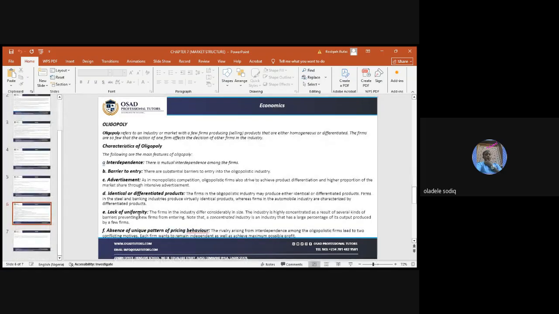Then we also have another market structure that we call oligopoly. What is oligopoly? Oligopoly is an industry or market with a few firms. Oligopoly is a market with just a few firms that are selling products that are either homogeneous or differentiated.